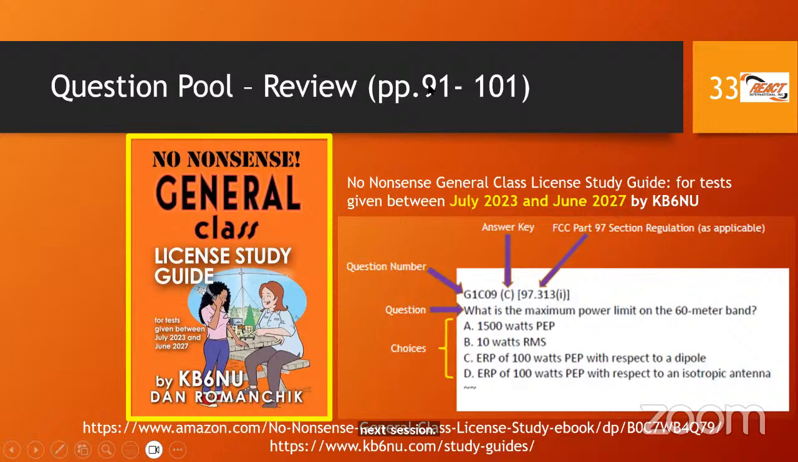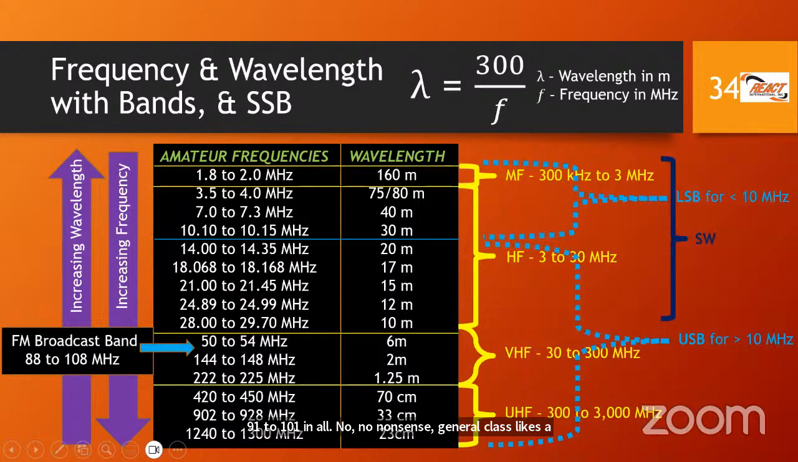Right, so we have been covering pages 91 to 101 in our No Nonsense General Class License Study Guide for those of you who are following along. Right, so we come to our trustee table. We'll be including this in all of the slide decks going forward. It's just a good handy reference. It tells you the various frequency bands that amateur radio operators are typically licensed for, depending on your class of license. It gives you the wavelength associated with the particular frequencies. It also tells us whether we use lower sideband or upper sideband.